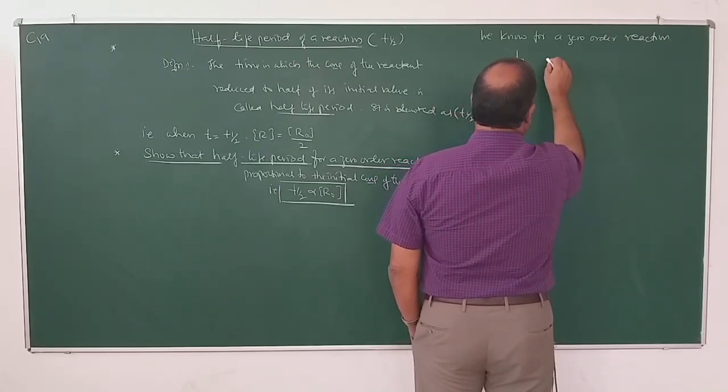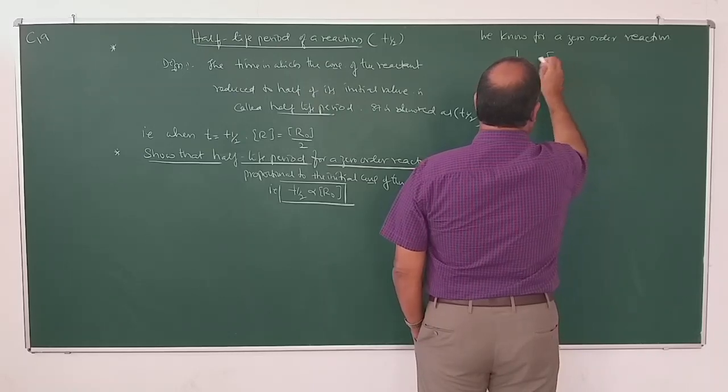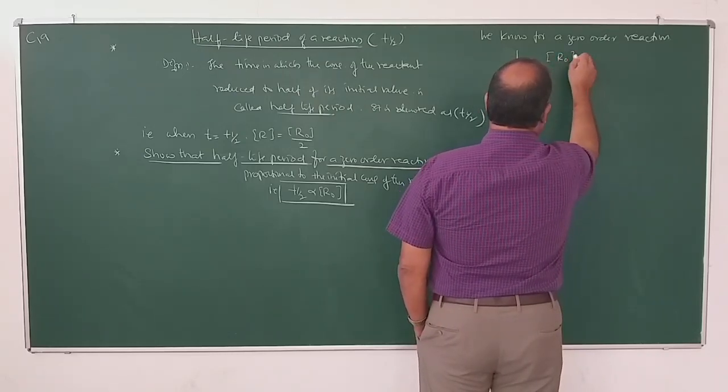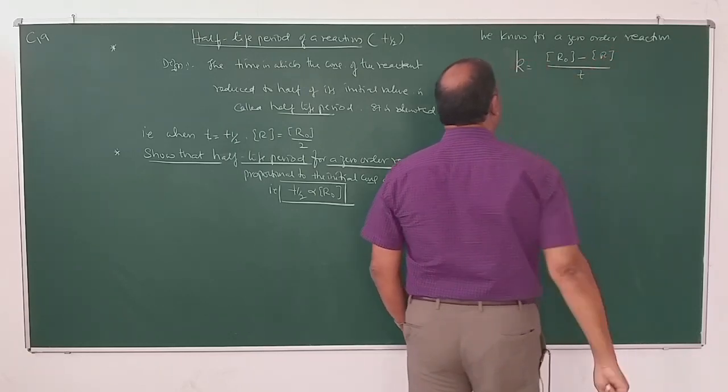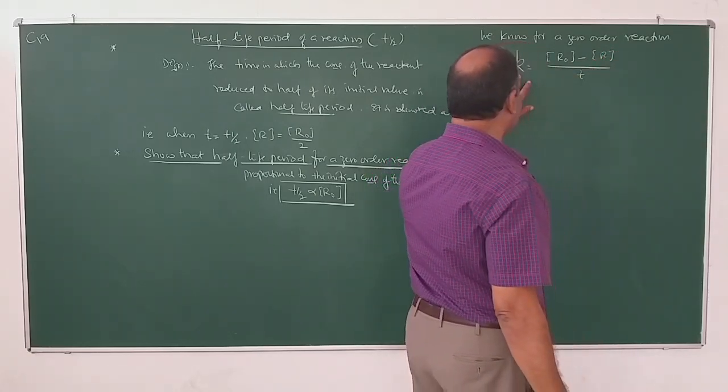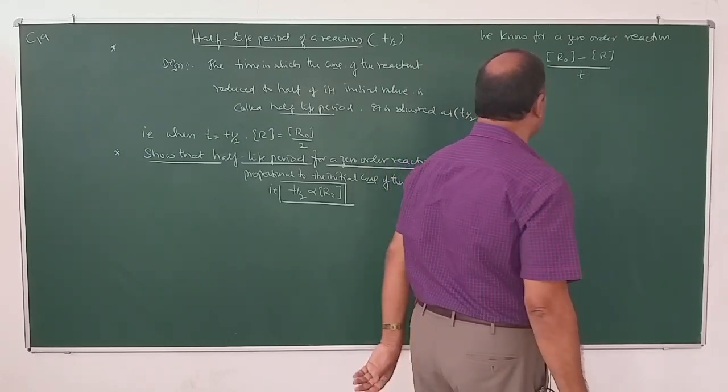K equals, what is the expression for K? R naught minus R divided by T. So this is an expression for the rate constant for a zero order reaction.